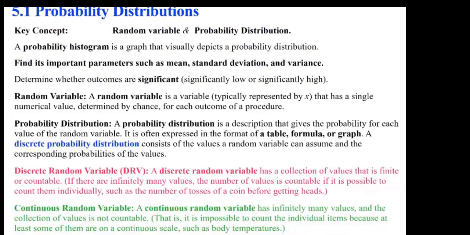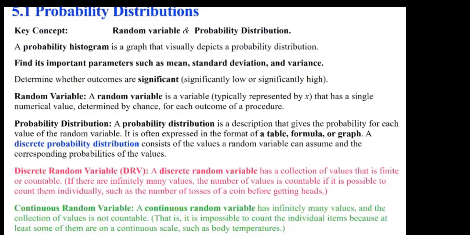Next paragraph, probability distribution. A probability distribution is a description that gives the probability for each value of the random variable. It is often expressed in the format of a table, formula, or graph. A discrete probability distribution consists of the values a random variable can assume and the corresponding probabilities of the values.